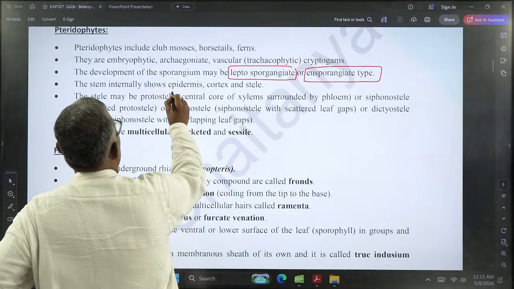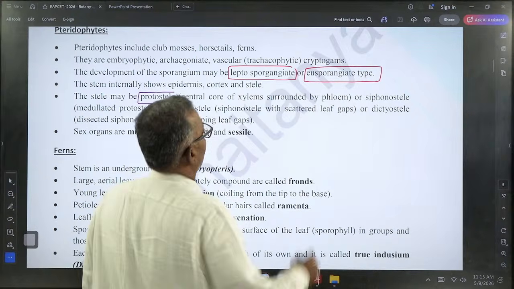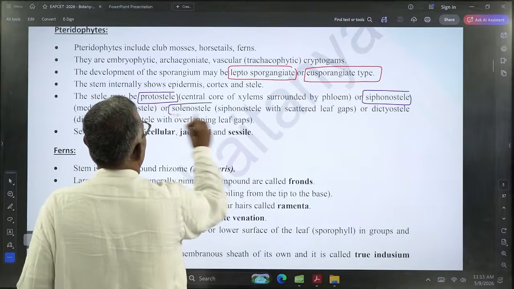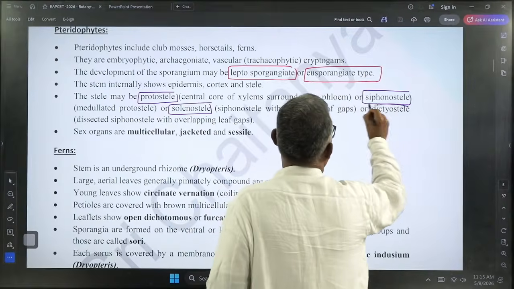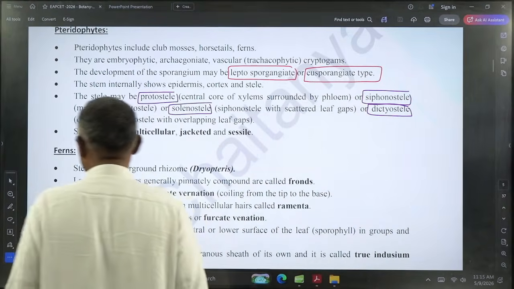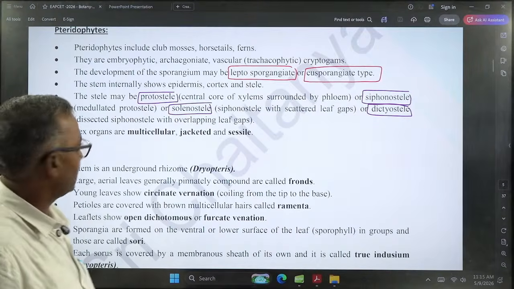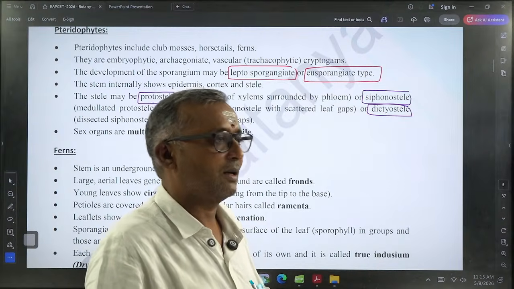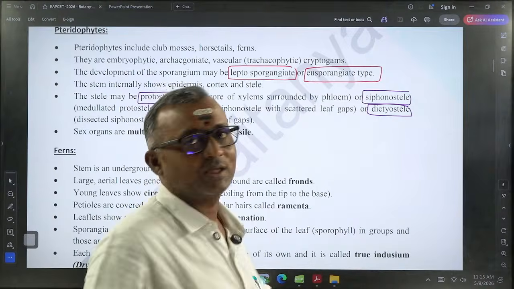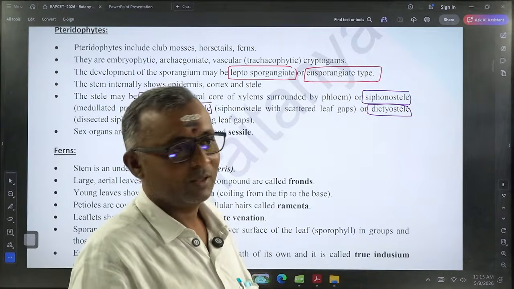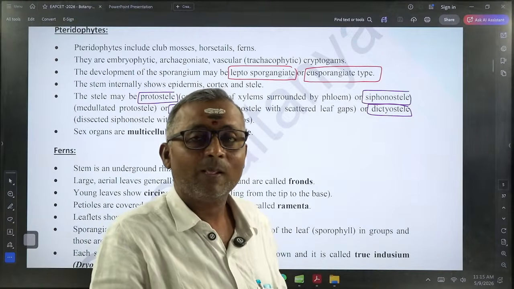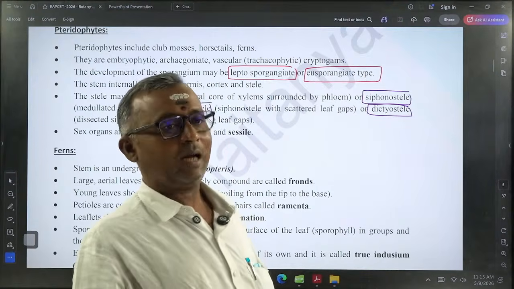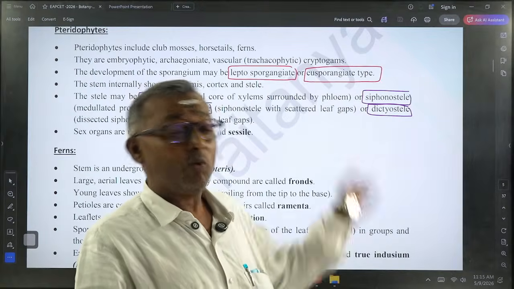So now I said there is a protostele, a siphonostele, a solenostele, and also a dictyostele. Let me explain one by one. Protostele is the most primitive, with a central core of xylem surrounded by phloem. I will show you in the diagram so that you get clarity. Siphonostele is nothing but a medullated protostele. Solenostele is a siphonostele with scattered leaf gaps. And dictyostele is also a kind of siphonostele but with overlapped leaf gaps.